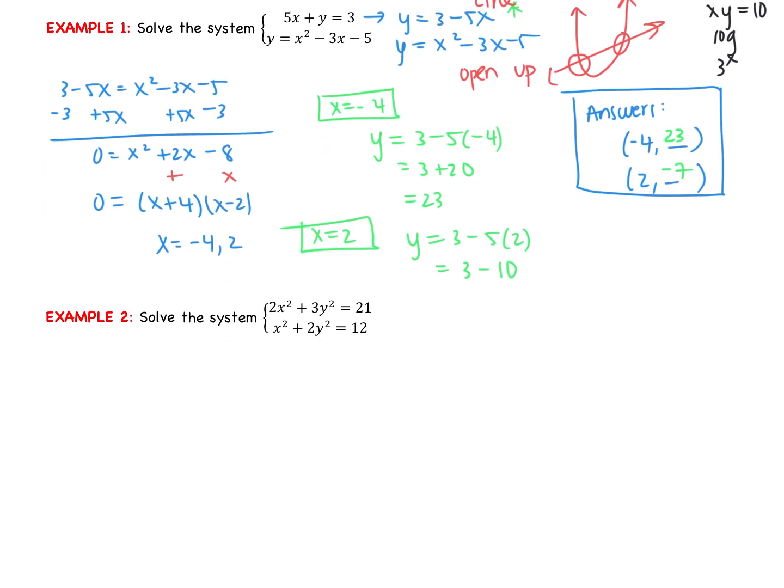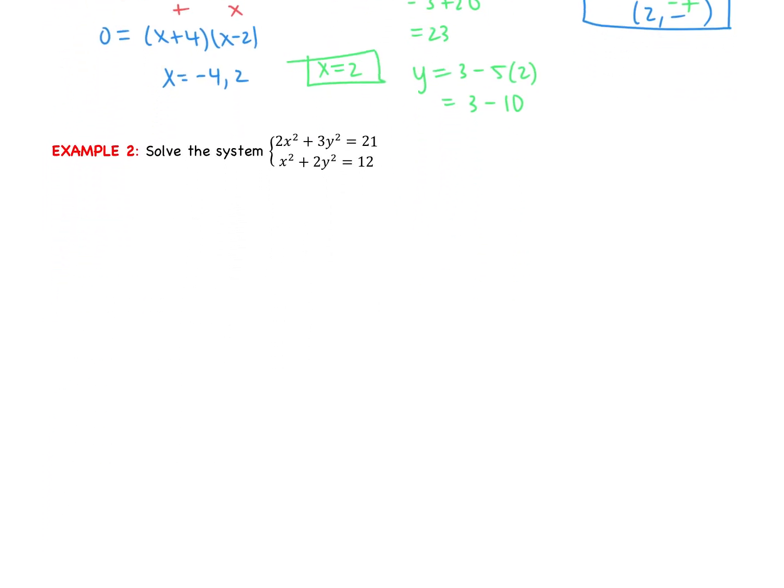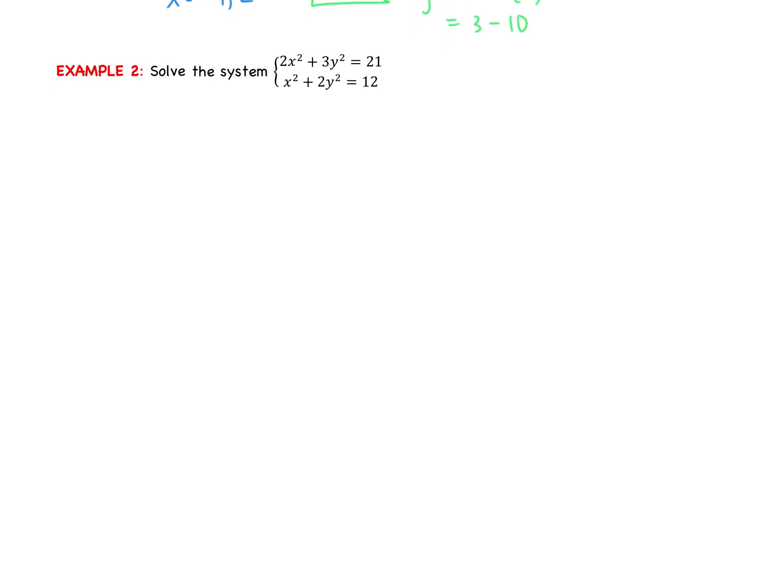So here is our next one. This one a little bit tougher because we have x squared and y squared. Again, our two options are substitution or elimination. Is it going to be easy to solve for x or y in either equation? No. If we try to solve for x here, let's say, we would move the 2y squared and then end up with a square root. Not ideal. So instead, we're going to approach this using elimination.